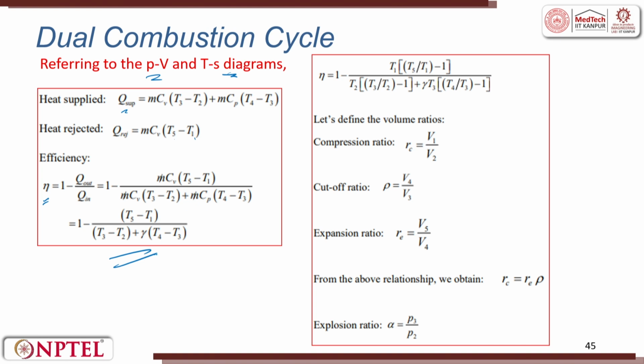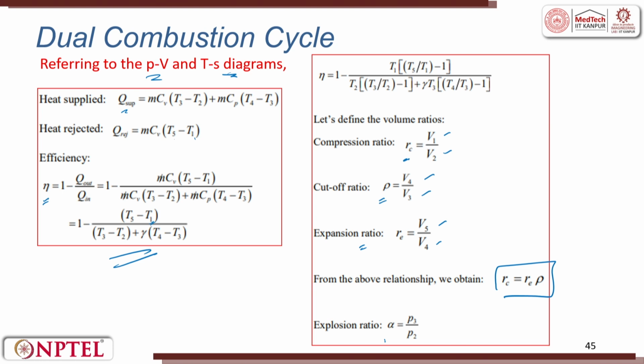Now I convert this m Cp and m Cv, they are removed and added as gamma. So the efficiency is equal to 1 minus (T5 minus T1) and so on. We divide by T1 outside, then T2 we try to divide, T3 we try to divide, and we get this. Now, defining the volume ratios: the compression ratio r_c is V1 by V2, the cutoff ratio rho is V4 by V3, the expansion ratio is V5 by V4, and the relationship is going to be this.